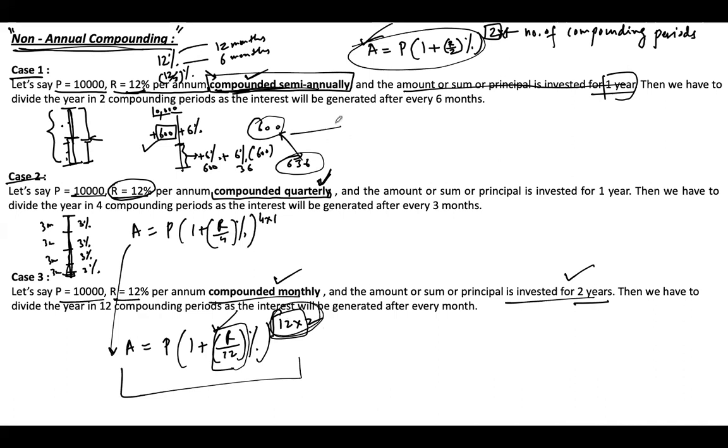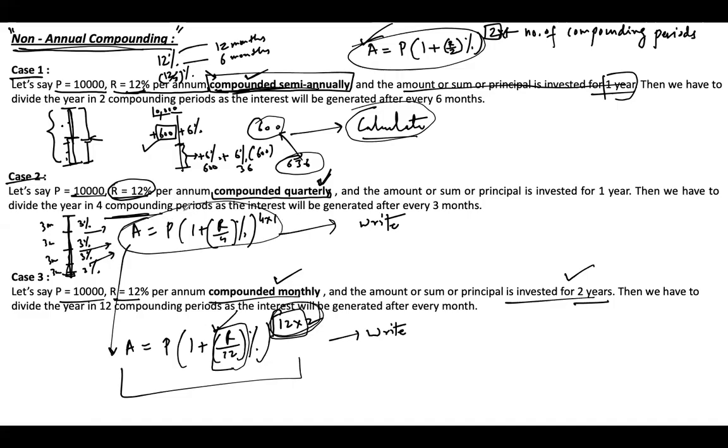This is how you calculate, and this is how you write the formula. But don't get into the habit of always calculating, because if you are talking about 4 compounding periods, you can't calculate easily, right? You may have to use the formula. You were saying something?